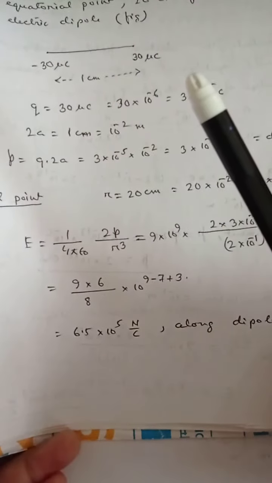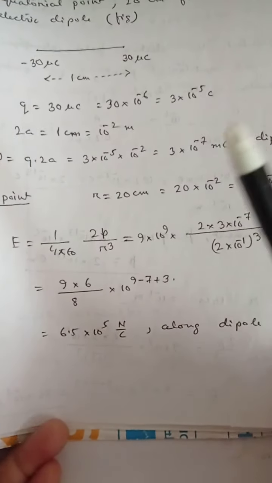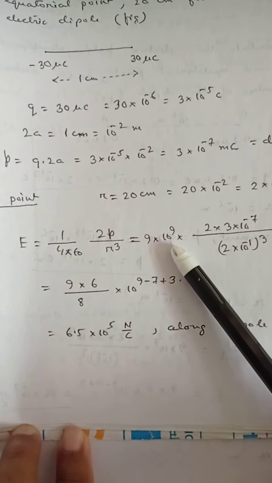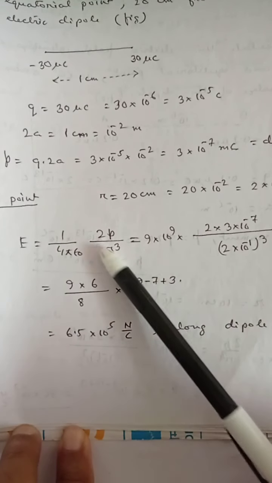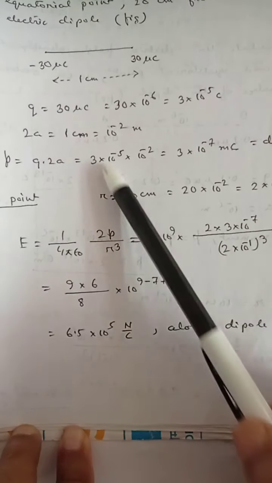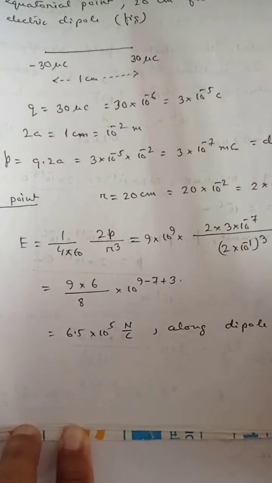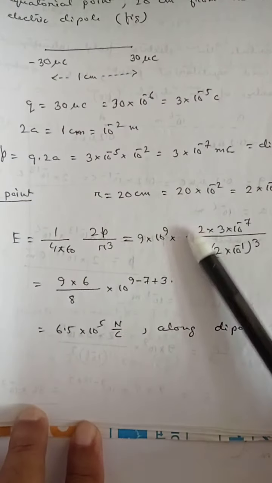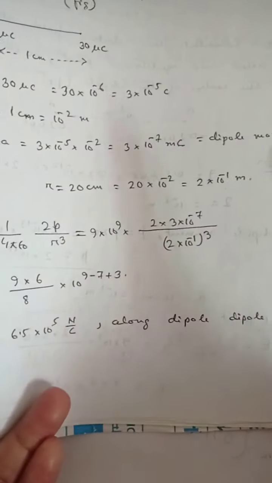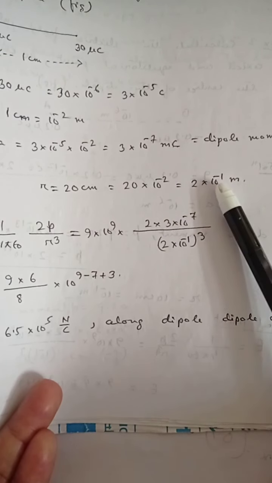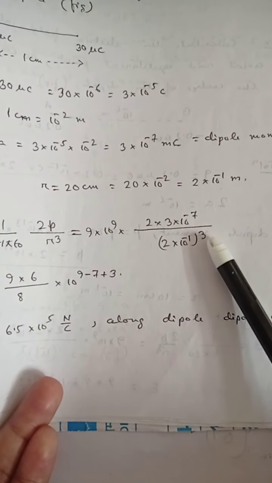So 1 by 4 pi epsilon 0 is 9 into 10 to the power 9, twice P, this is 2. P is equal to dipole moment, 3 into 10 to the power minus 7. What is the value of R? 20 centimeter means 0.2 meter. So 2 into 10 to the power minus 1, whole cube.